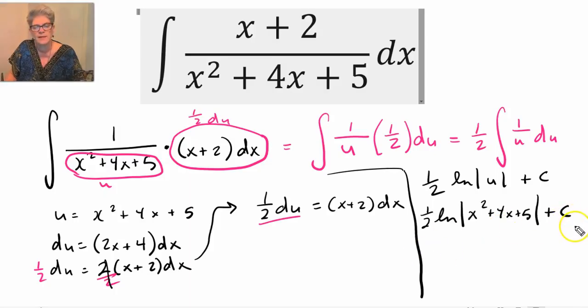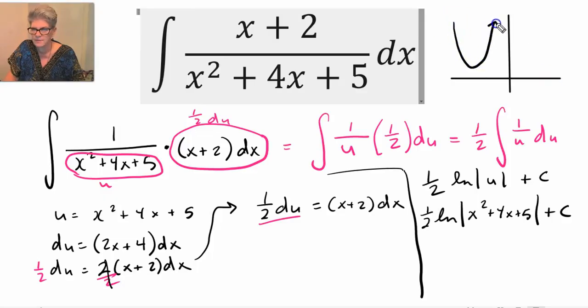Now, can we do any better than that? Let's see what the graph of x squared plus 4x plus 5 is. You can put it in your graphing calculator. Trust me, the graph of that looks like this. Now, what's so great about the graph?